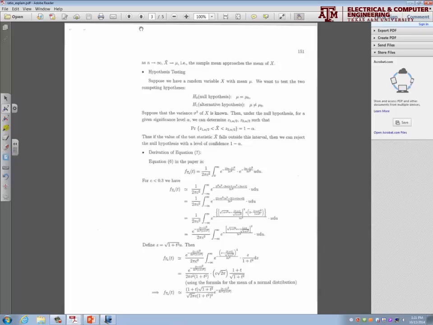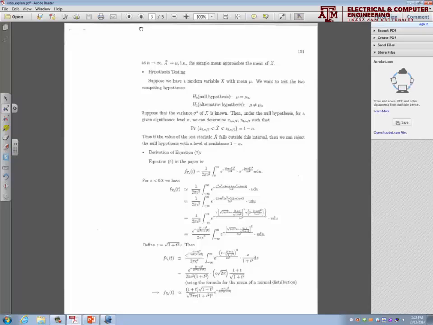Based on what I showed you a few minutes ago, you can see that as the sample size goes to infinity, the sample mean is going to go to the population mean. This is the basis for hypothesis testing. So suppose you have a random variable x with mean mu. We want to test two competing hypotheses. The null hypothesis, and mu0 is that value that you are talking about.